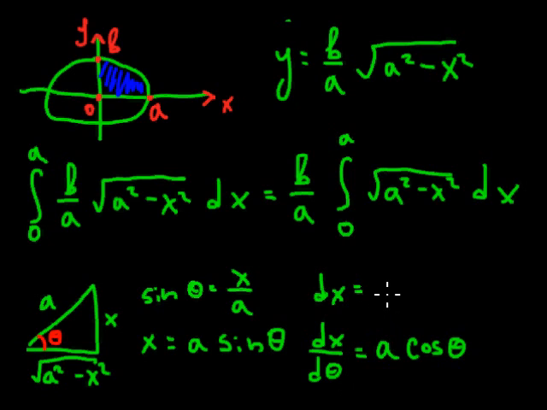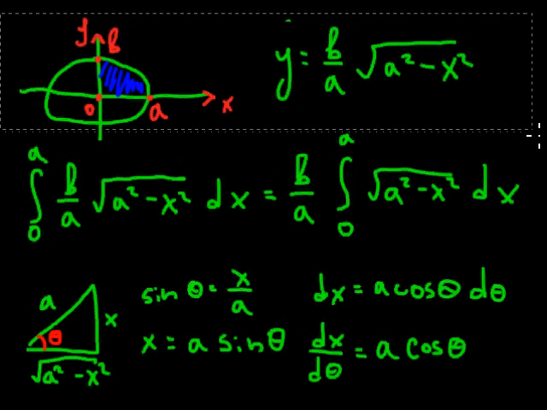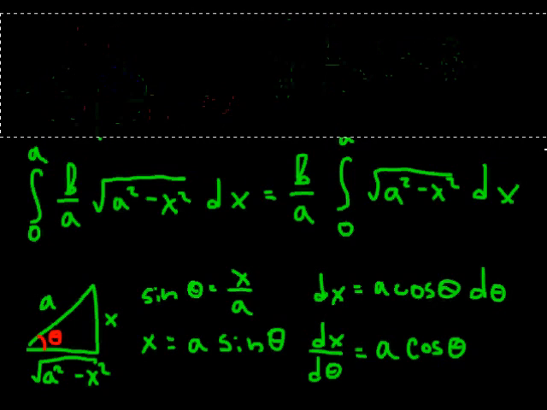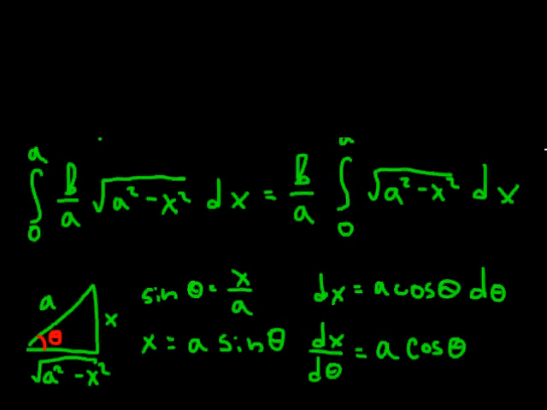dx equals a cos theta multiplied by d theta. Okay, and now let's do substitution. I'm going to erase this. Okay, let's use those things and just substitute into our integral.